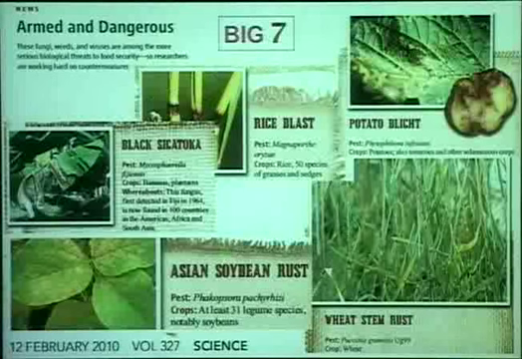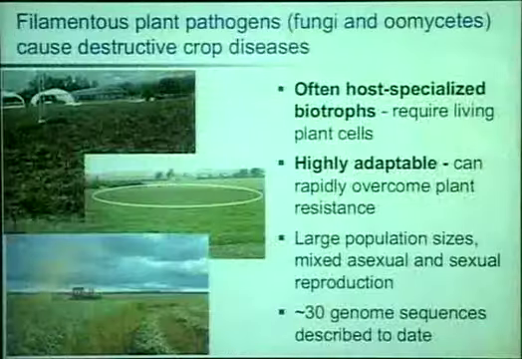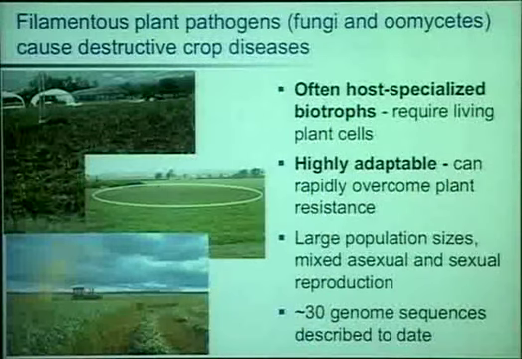And then the other 4 include a couple of rust species, rust fungi. And then rice blast is a quite famous pathogen too. These are also a big threat to food security. So a little more about these filamentous plant pathogens. These cause very destructive diseases.